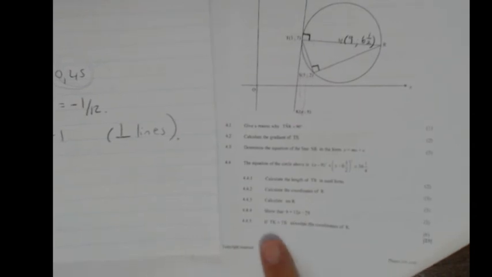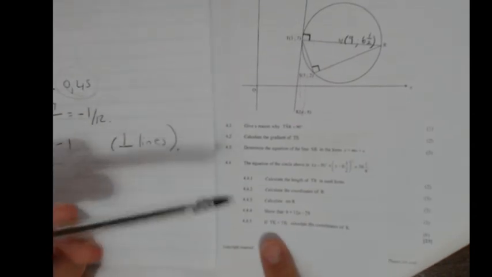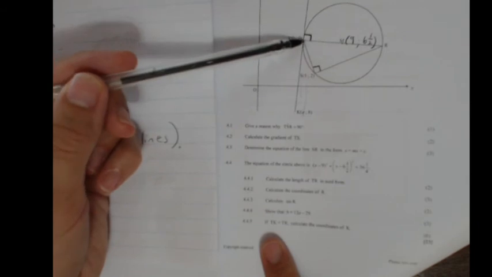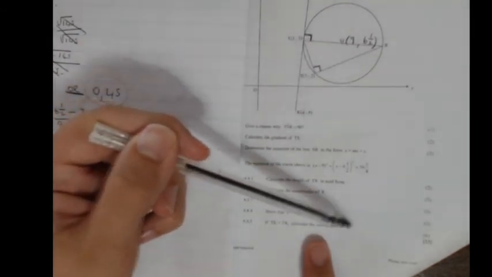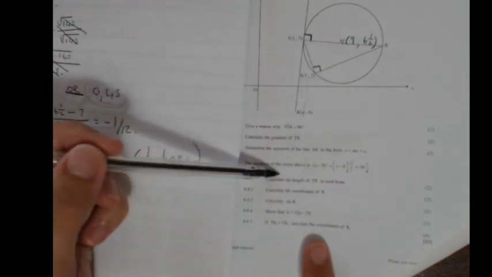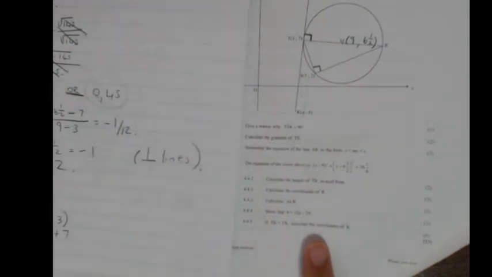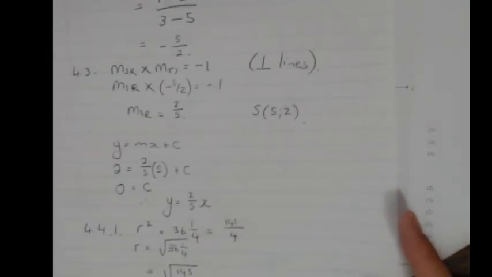Alright, and last question here: if TK is equal to TR, calculate the coordinates of K. Okay, I have the length of TR somewhere. The length of TR in 4.4.1 was root 145.